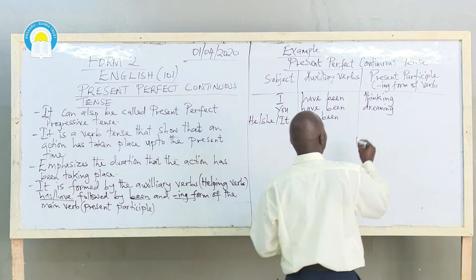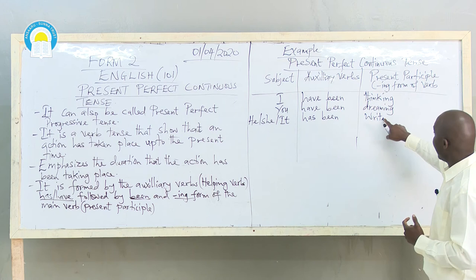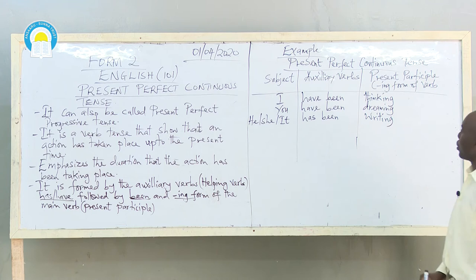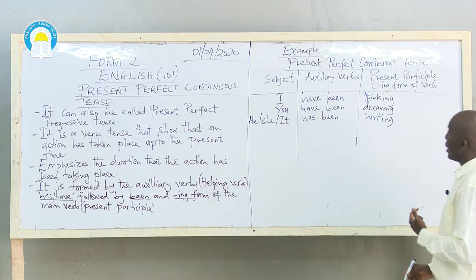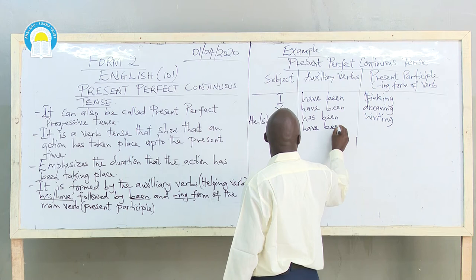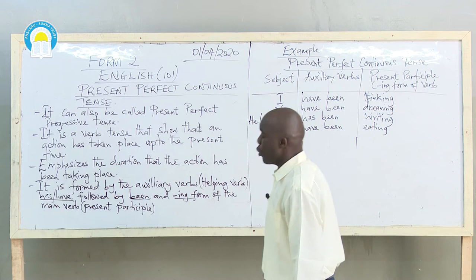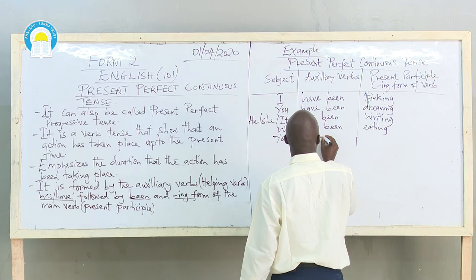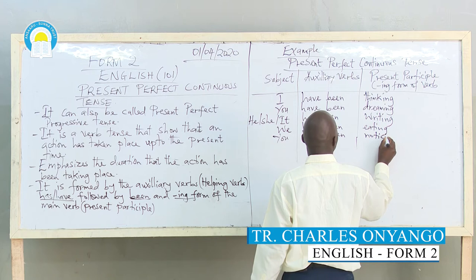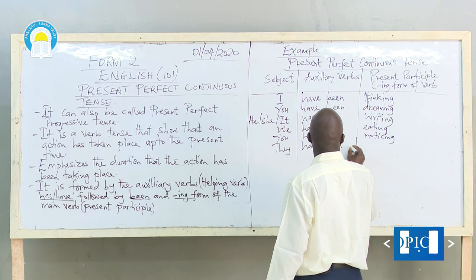So we have the word write. If you are adding the ing form to it, you omit the e and replace it with ing, so that you say he has been writing, or she has been writing, or it has been writing. Then another one, we. We have been eating. Then you have been noticing. Then the last one, they have been laughing.